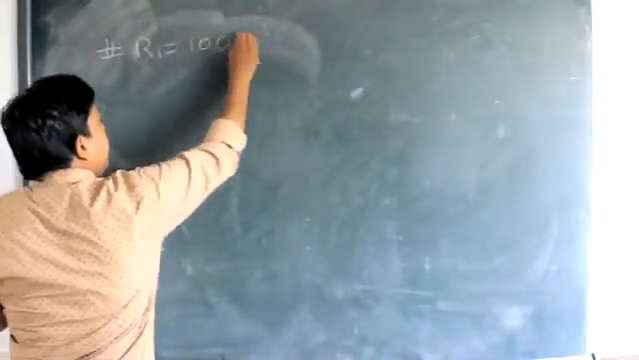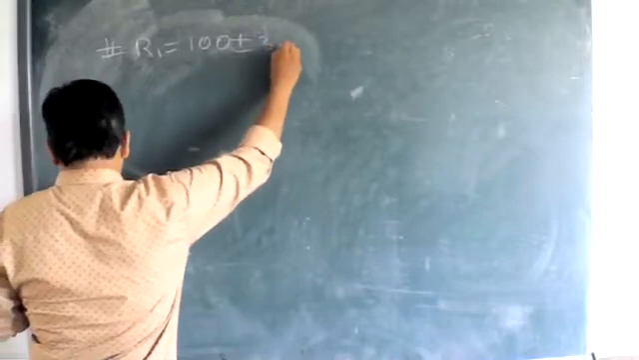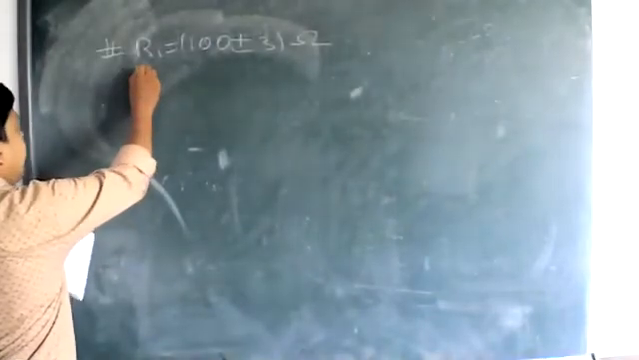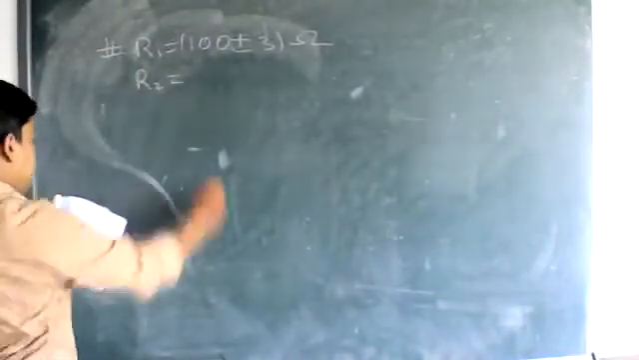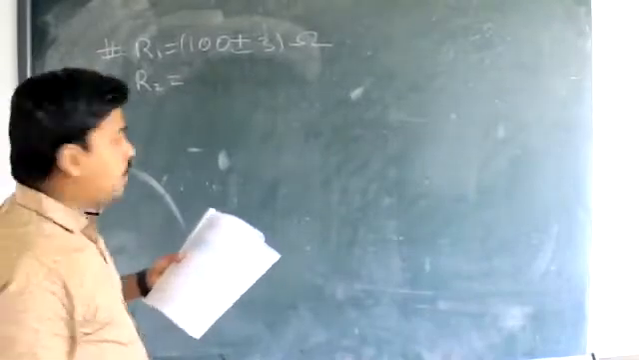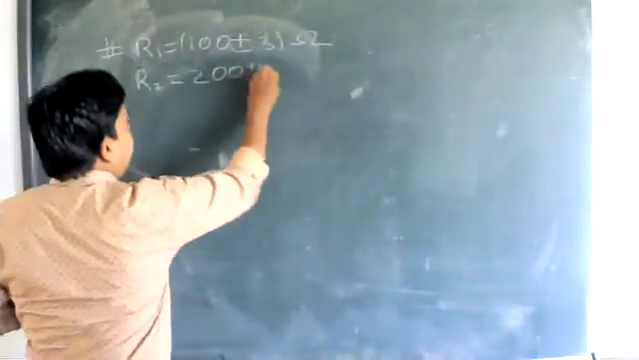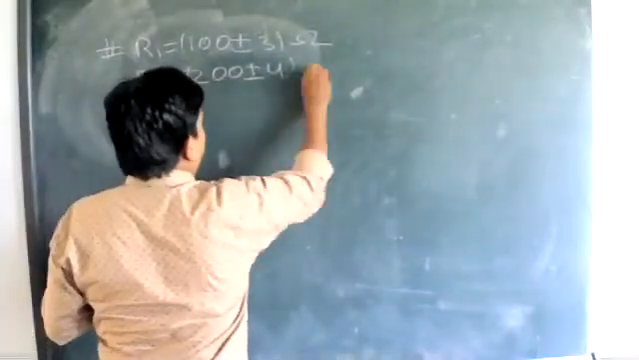For example, R1 has been given to us as 100 plus minus 3 ohm. Okay, ohm. This is the sign of ohm, the unit of resistance. And R2 has been given to us how much? R2 is given as 200 plus minus 4 ohm.